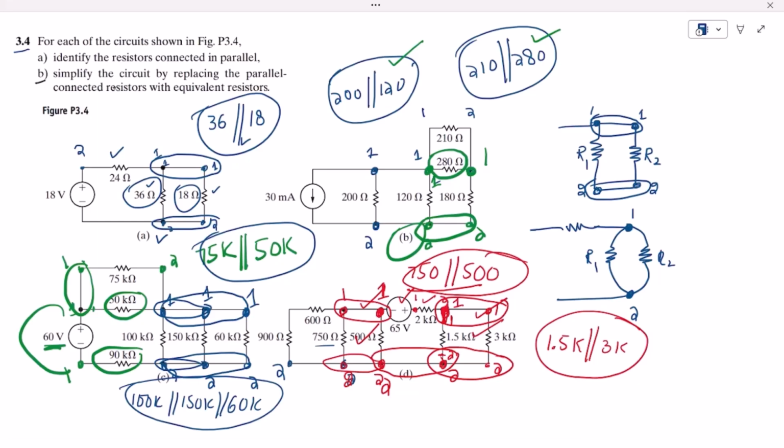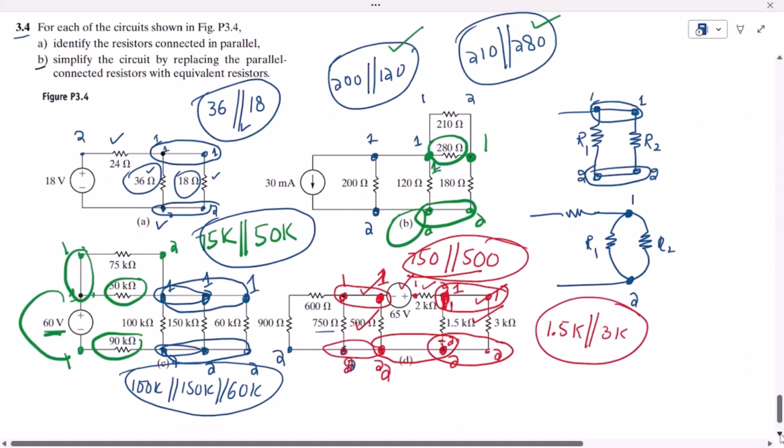So this is question 3.4. Part B of it is: simplify the circuit by replacing the parallel connected resistors with equivalent resistors. As we have already identified the parallel resistors, let us solve them and find the equivalent of them.